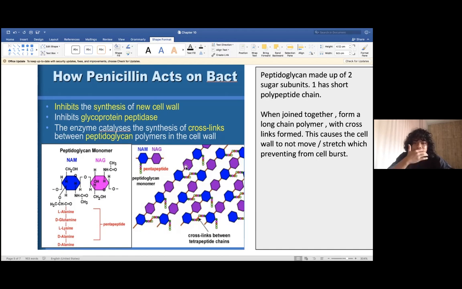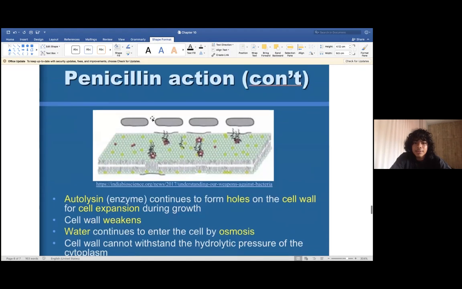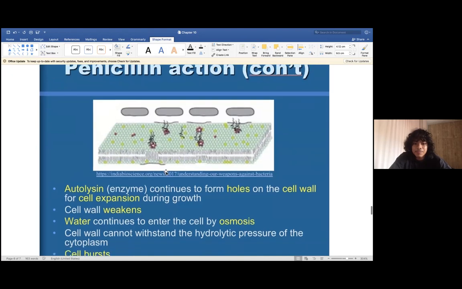The cross links cause the cell wall to not stretch, which prevents the cell from bursting. In order for the bacteria to expand, water will enter the bacteria through the peptidoglycan, as you can see over here, and this causes the bacteria to expand. What causes the holes to form is the enzyme autolysin. It continues to form holes in the cell wall for cell expansion during growth.